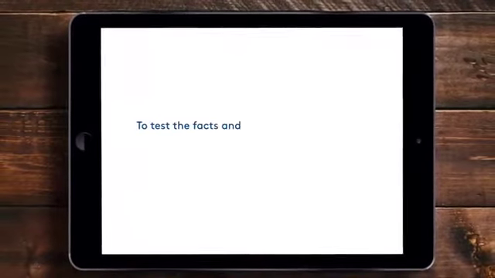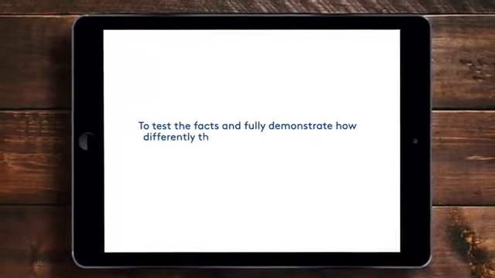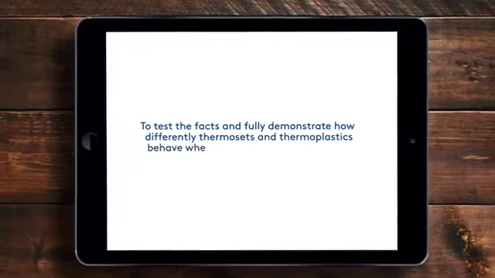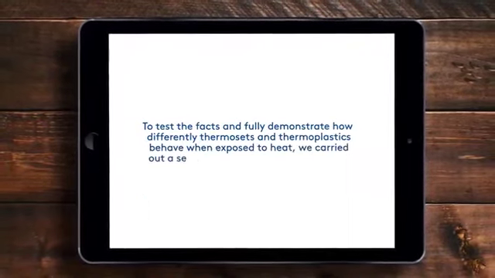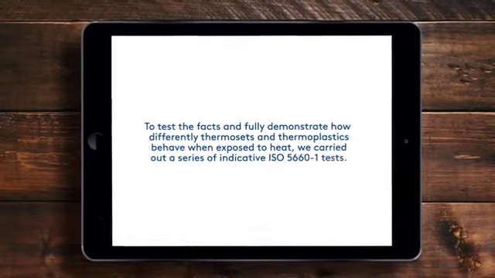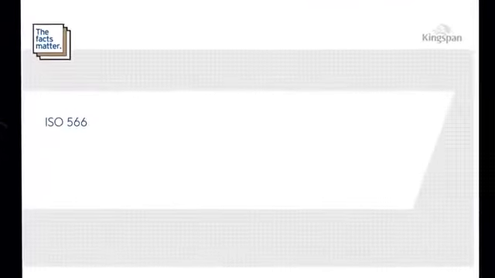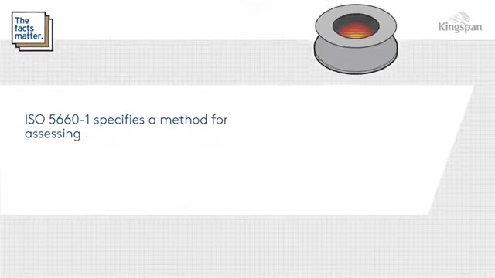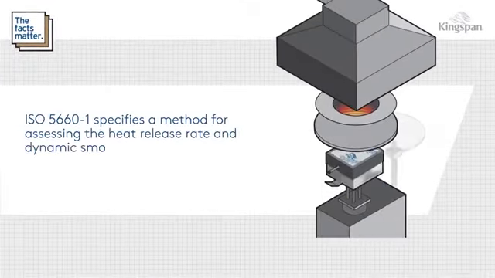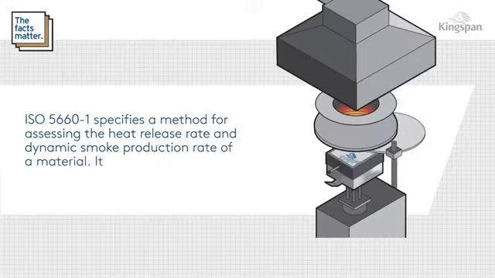To test the facts and fully demonstrate how differently thermosets and thermoplastics behave when exposed to heat, we carried out a series of indicative ISO 5660 Part 1 tests. ISO 5660 Part 1 specifies a method for assessing the heat release rate and dynamic smoke production rate of a material. It is otherwise referred to as the cone calorimeter test.